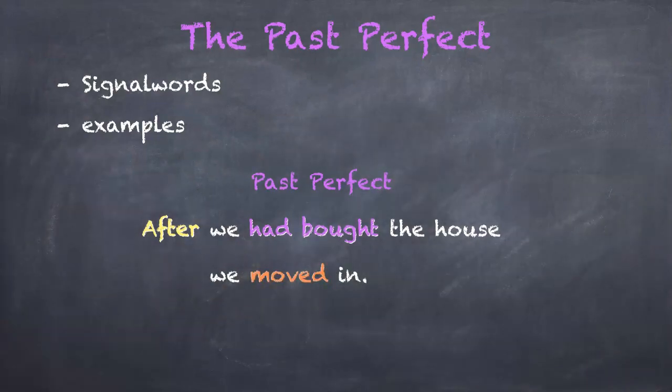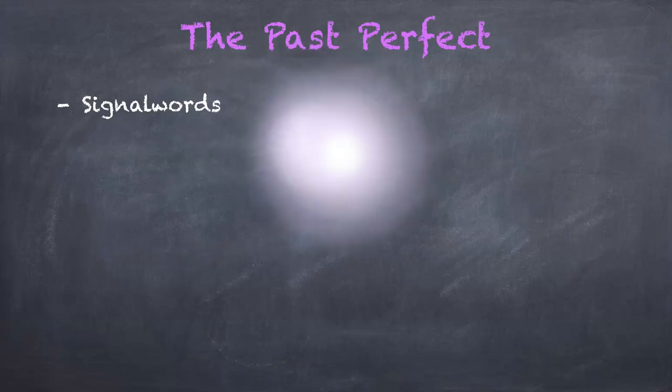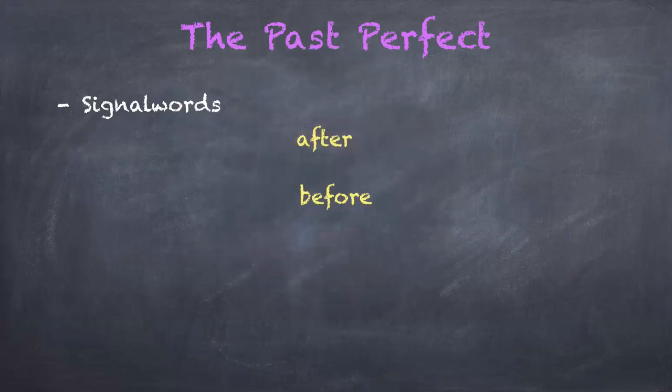And in the second part of the sentence, the moving in is closer to now. That's why you use the simple past in this part of the sentence. So signal words for the past perfect, there are two that should show you that you have to use the past perfect. It's after and it's before.